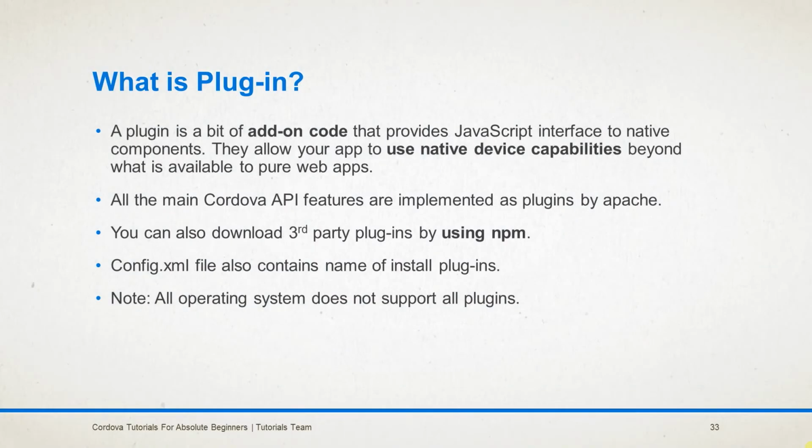What is a plugin? A plugin is a bit of add-on code that provides the JavaScript interface to the native component. Plugins provide native device compatibility beyond the pure web app. All of the main Cordova API features are implemented as plugins. You can also download third-party plugins by using npm.